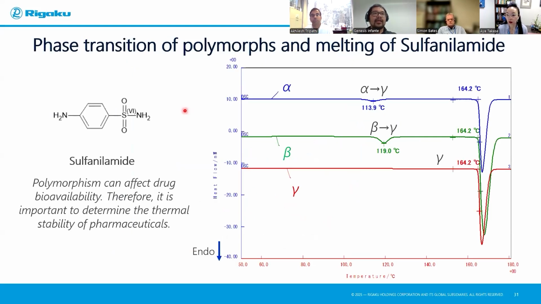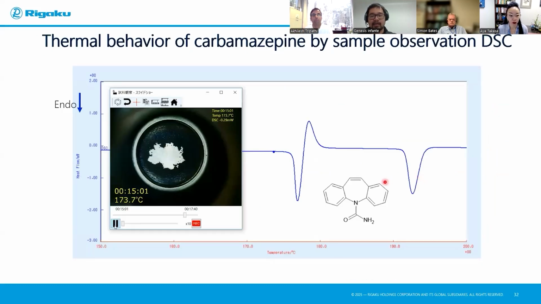And in this case right here, this is showing different phase transitions of polymorphs. You can see that in the alpha, there's that alpha to gamma transition at 114, and then a beta to gamma at 119, and with a gamma, there's really no such transition overall.